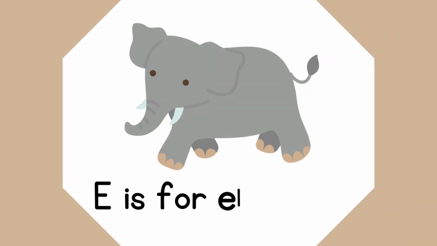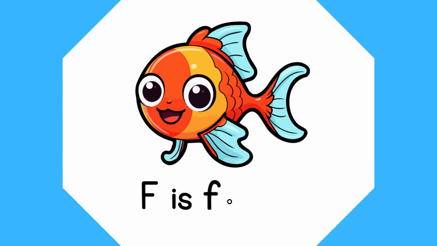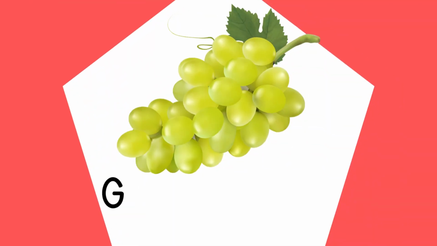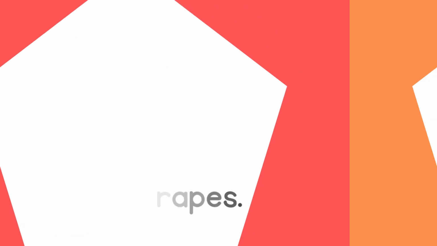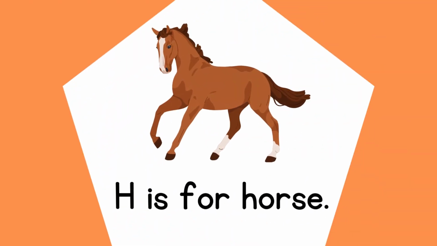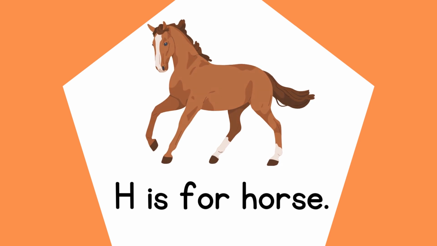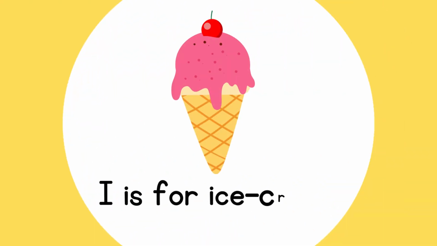E is for elephant. F is for fish. G is for grapes. H is for horse. I is for ice cream.